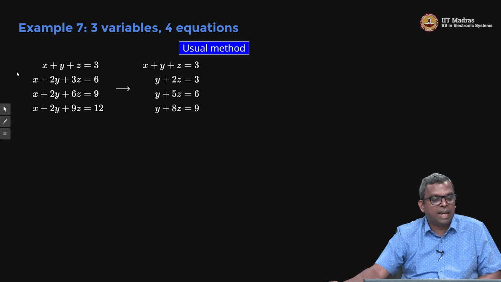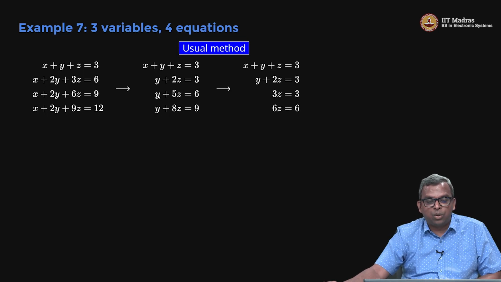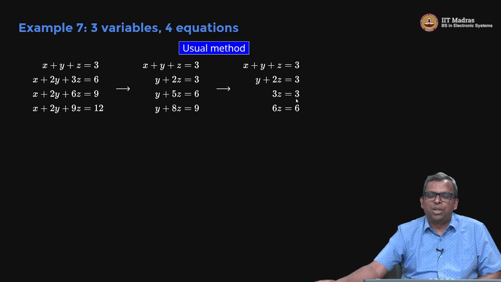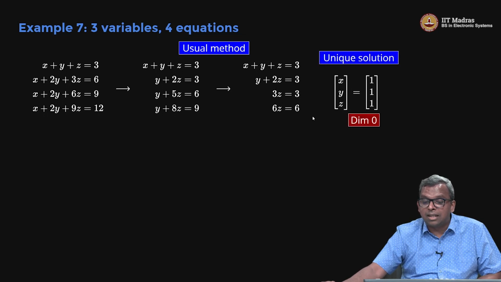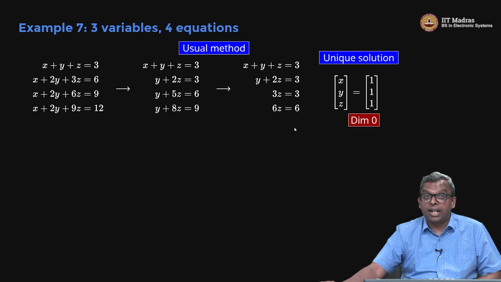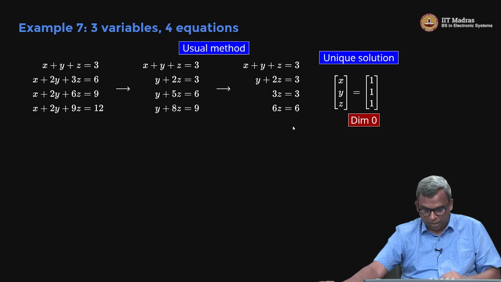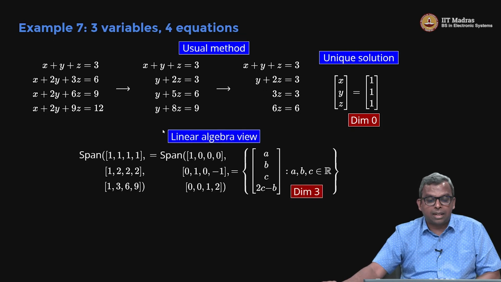So again, you do the same method, you try and do elimination here. It's sort of done. You can do the subtraction here, y minus y, and then now you're done. You're not really stuck here, you're done. Okay, so you got 3z equals 3 and 6z equals 6. There is no inconsistency here, and from here you can get x, y, z to be 1, 1, 1. You're getting a dimension 0 solution.